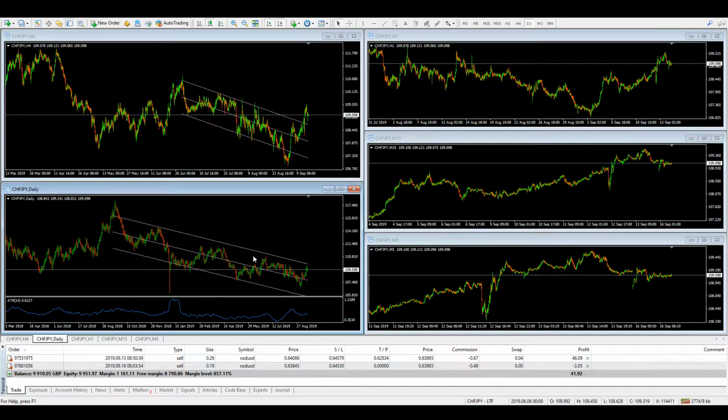So CHF-JPY, similar story, bearish on this, lower lows, lower highs on the daily, overbought area on our standard deviation channel.